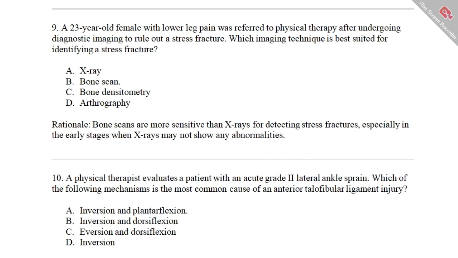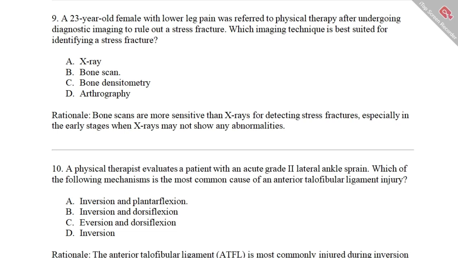A 23-year-old female with lower leg pain was referred to physical therapy after undergoing diagnostic imaging to rule out a stress fracture. Which imaging technique is best suited for identifying a stress fracture? Option A is X-ray, option B is bone scan, option C is bone densitometry, option D is arthrography. Which is the correct option? The correct option is option B, bone scan.